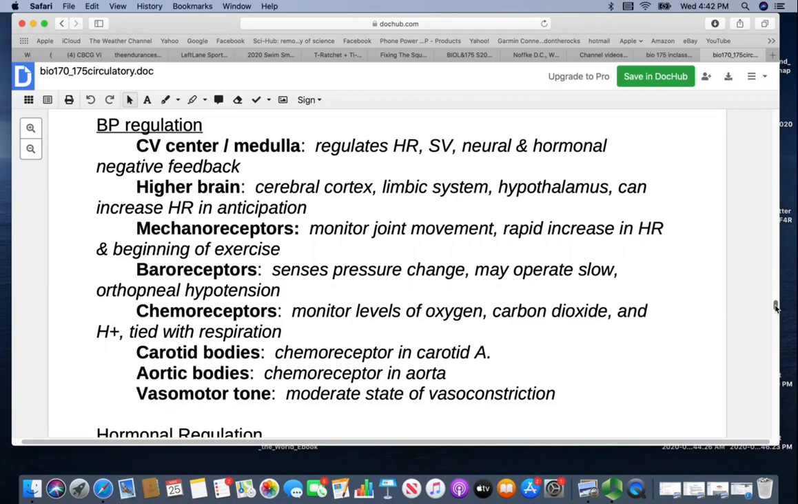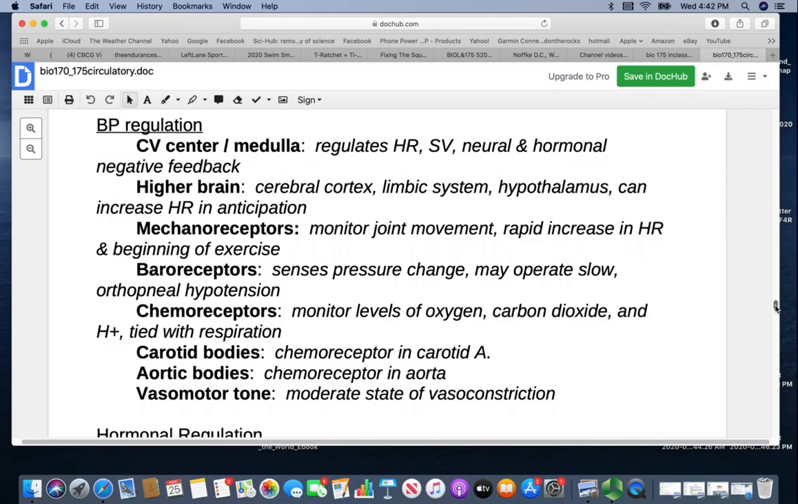Chemoreceptors, these are going to monitor levels of oxygen, carbon dioxide, and the hydrogen ion. It's going to help to tie this in with respiration. So you'll notice usually your respiratory rate will change when your heart rate changes as well. We have carotid bodies and aortic bodies. These are chemoreceptors in the carotid artery and the aorta. Again, making sure that you've got adequate supply to the brain and coming out of the heart.